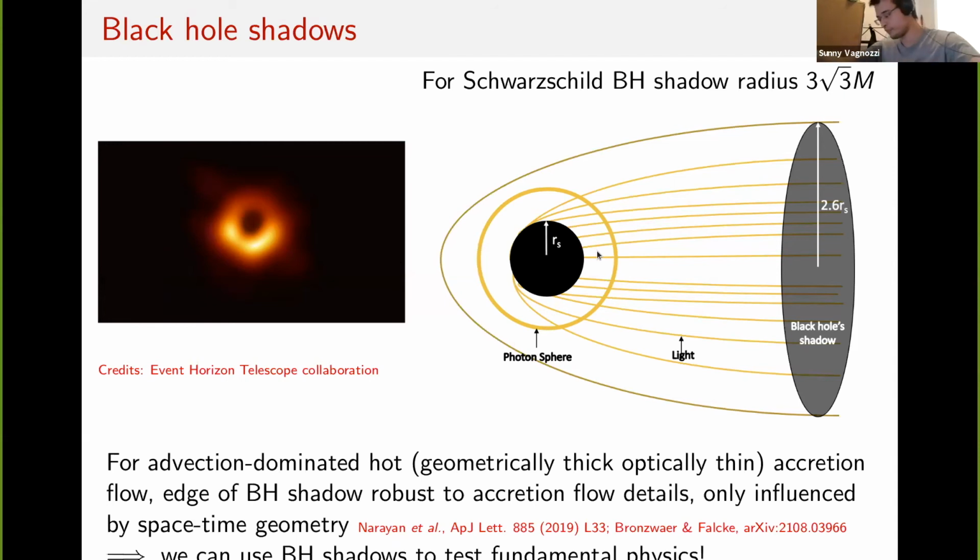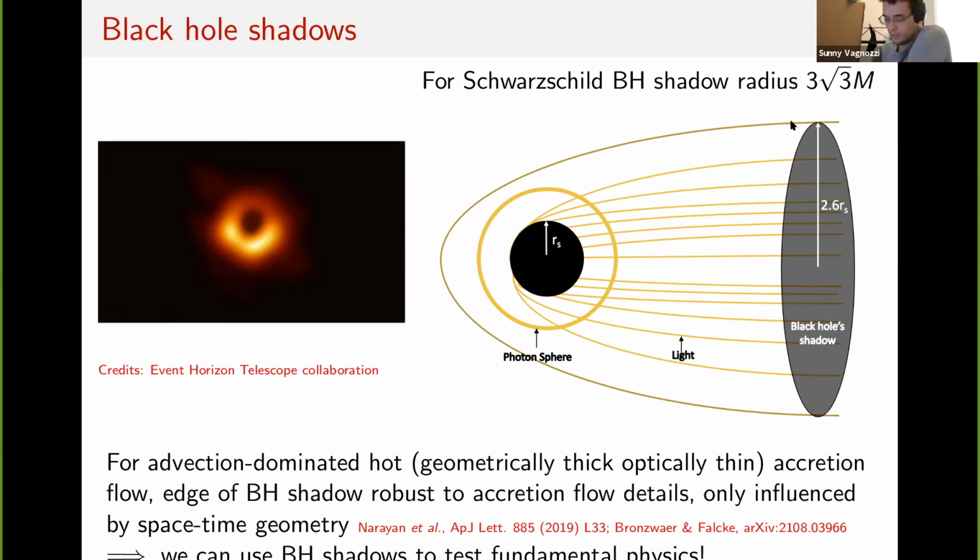So the photon sphere is a region around the black hole where you can still travel on circular orbits, but these are unstable. So basically a photon here, if it's perturbed, is going to have to make a decision: either you scatter away or you fall onto the black hole. And this is the photon sphere. When we image a black hole shadow, what we see is the photon sphere enlarged by gravitational lensing. Now for a Schwarzschild black hole, so a black hole which is non-rotating and uncharged, the size of the shadow is 3 times square root of 3 the mass of the black hole in gravitational units.